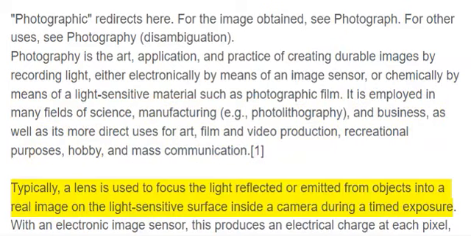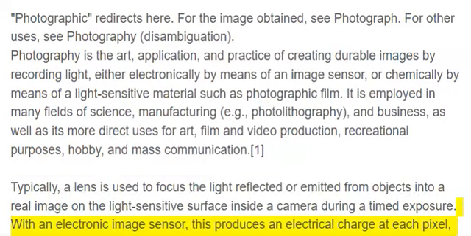Typically, a lens is used to focus the light reflected or emitted from objects into a real image on the light-sensitive surface inside a camera during a timed exposure. With an electronic image sensor, this produces an electrical charge at each pixel, which is electronically processed and stored in a digital image file for subsequent display or processing.